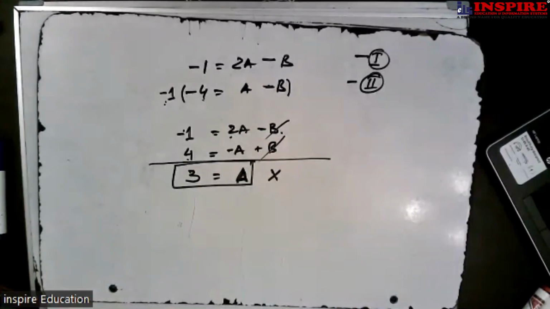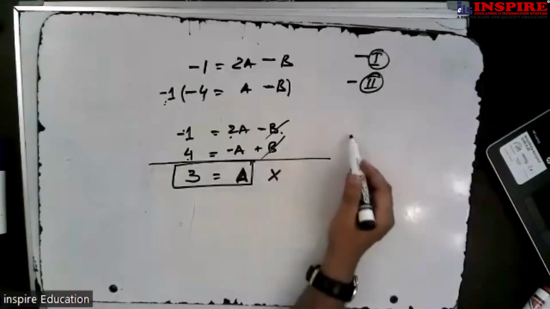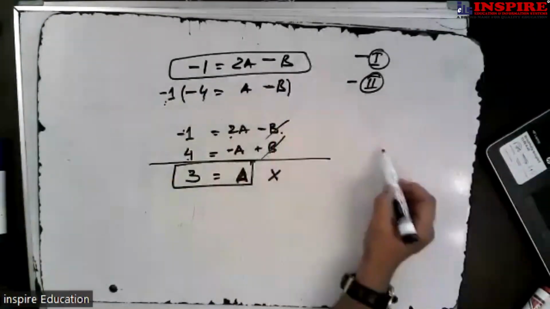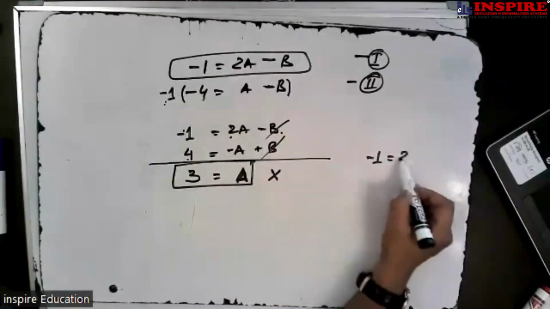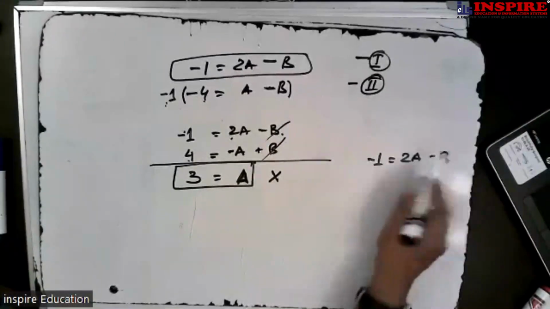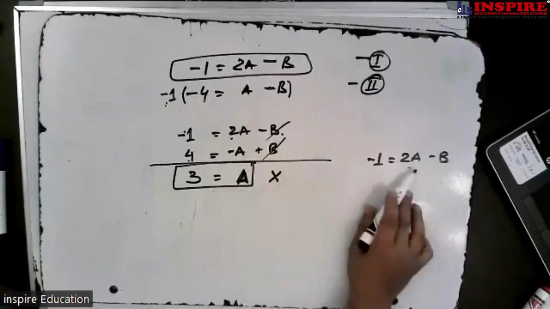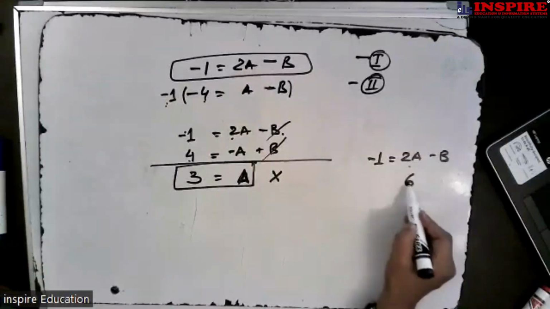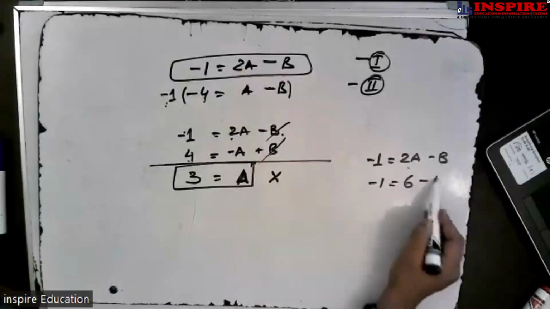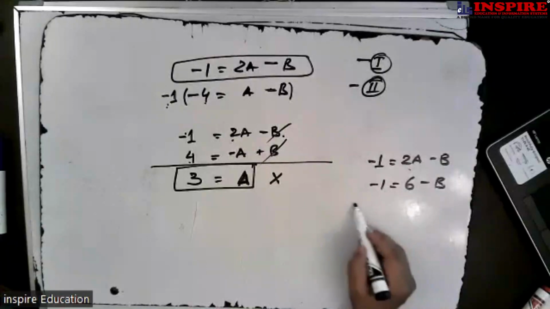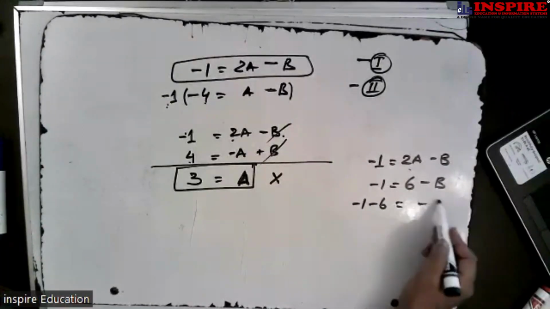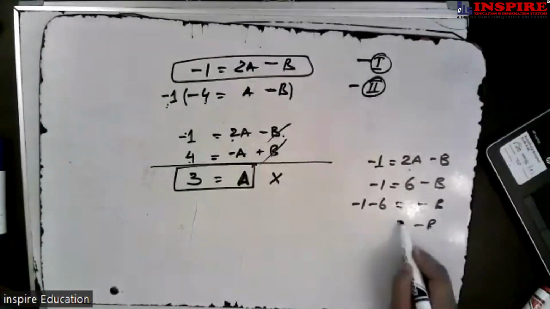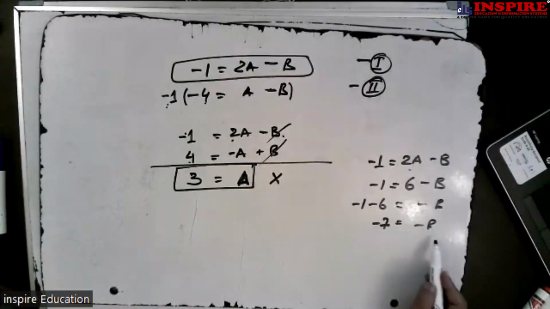I take this equation again. Minus 1 is equal to 2a minus b. a is equal to 3. 3 2s are 6 on this side. Minus 1 minus 6 is equal to minus b. Minus b is equal to minus 7.